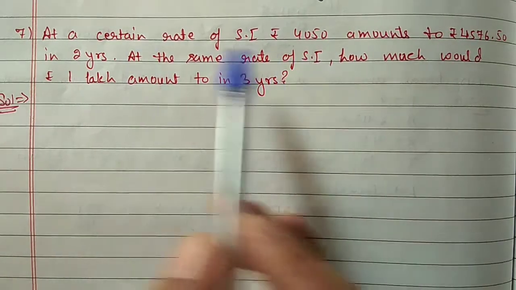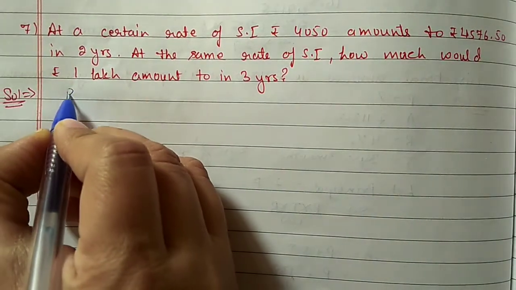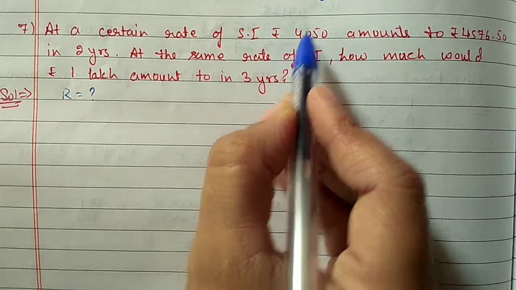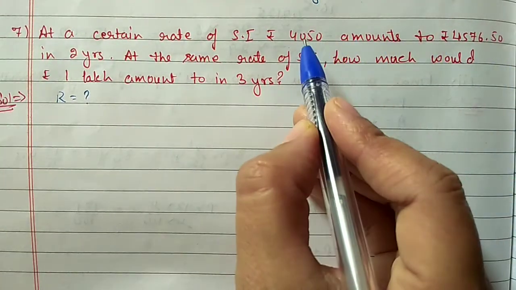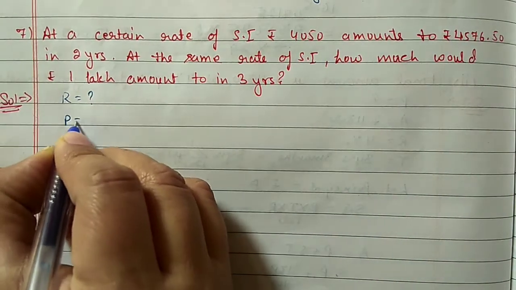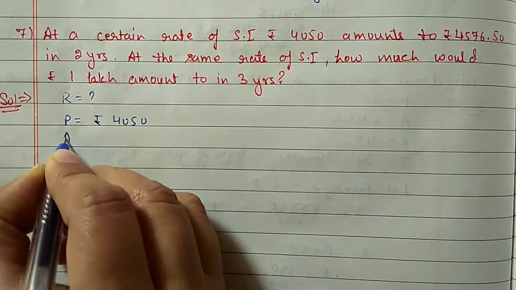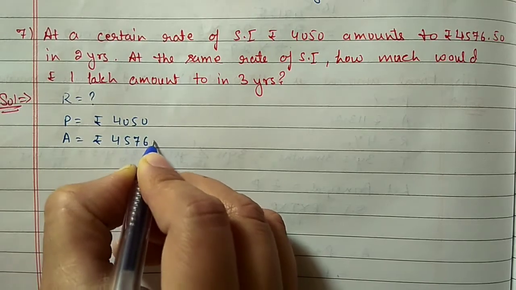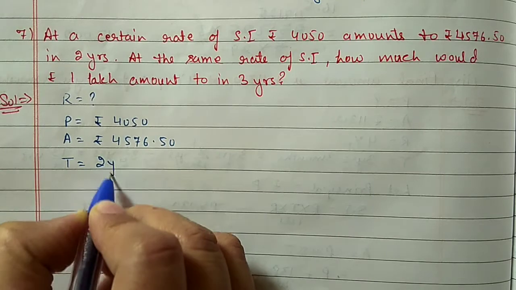So in the first statement we have to find out the rate of interest, R. This money will amount to 4,576 rupees 50 paise. It means this is the principal money which we have deposited. So principal is 4,050 rupees and amount is given 4,576 rupees 50 paise. Time is given 2 years.